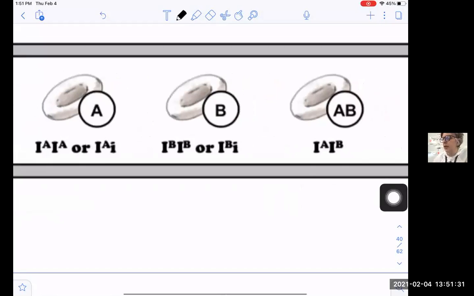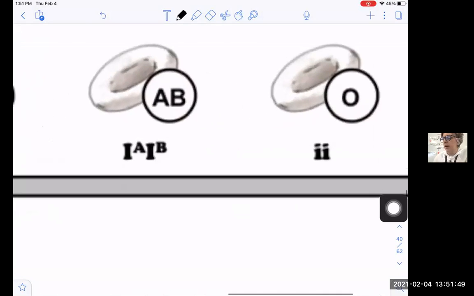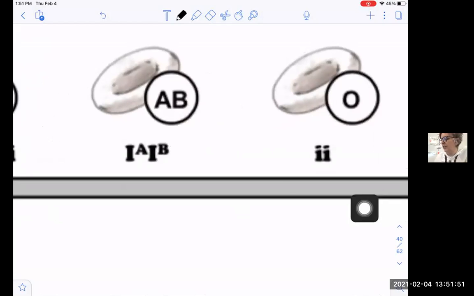The same thing goes for B, except you could be homozygous for B, have 2 dominant B alleles, or you can be heterozygous for B and have 1 dominant and 1 recessive allele. Now, AB blood and type O blood only have 1 genotype. So AB blood is when you have 1 of each of the dominant alleles. So you have 1 A and 1 B. And type O blood is the homozygous recessive blood.